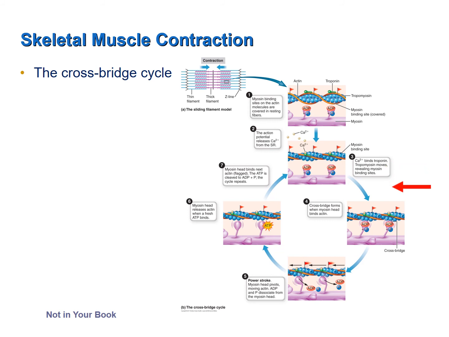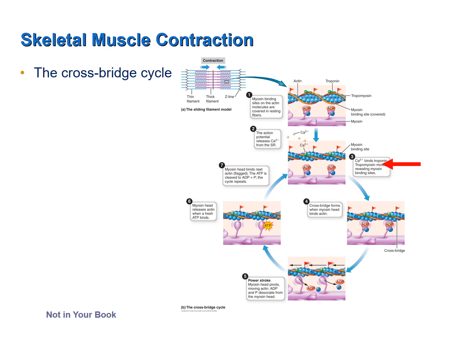form cross bridges. As the myosin heads form cross bridges, they pivot, producing the power stroke as the thin filaments are pulled inward toward the center of the sarcomere. That causes the sarcomere to shorten. If ATP is present, the myosin heads can then detach and reposition for another round of cross bridge formation.